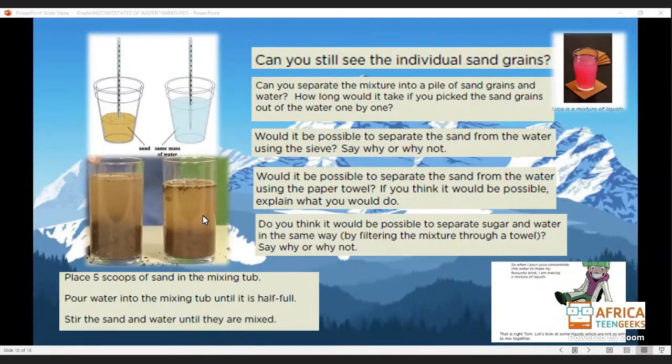Okay, you can also, for example, with salt and sugar, use the method of evaporation. You just can't with sand. So with sand, you'll need to use a filter. Okay.